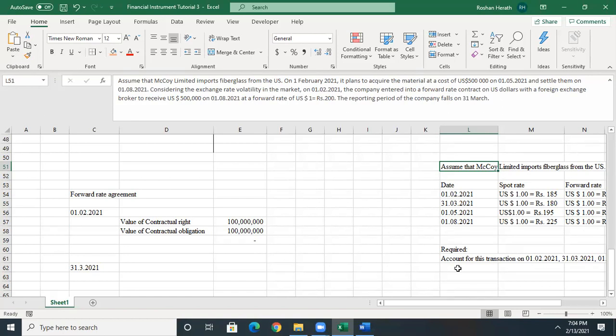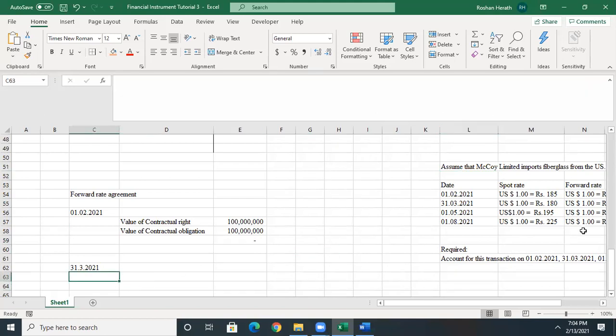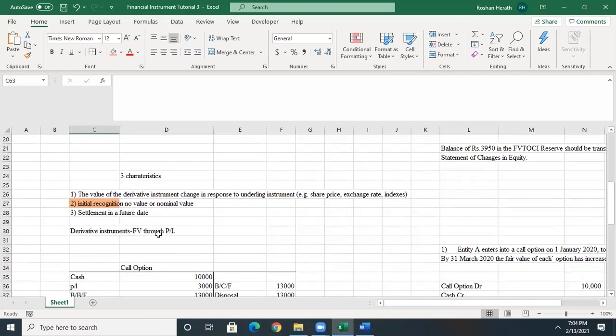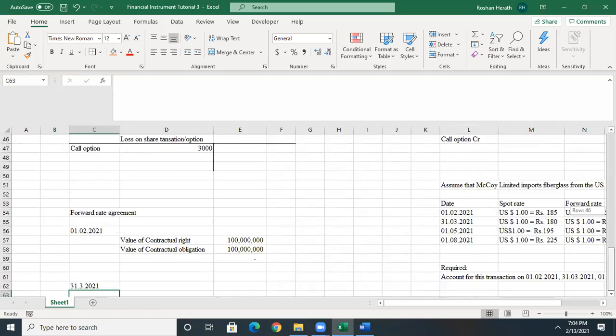Whether you have to apply the hedge accounting or not. So since in this question it has not mentioned about the hedging, you are going to apply the normal accounting. So what is the normal accounting? The derivative is accounted as fair value through profit or loss. It's true that to mitigate the risk that you have taken, but you have not taken that through a formal procedure, so thereby the hedge accounting is not applicable.